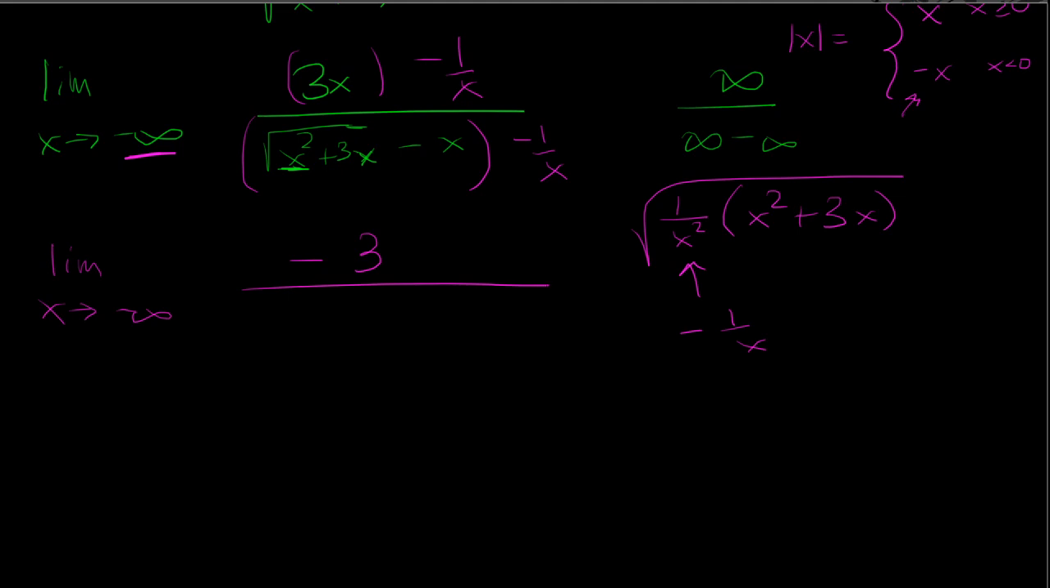So essentially you're just dividing the inside of the square root by x squared, and you just have 1 plus 3 over x in the square root. And now negative x times negative 1 over x would just be positive 1. And let's see, 3 over x will go to 0. So you're left with negative 3 over the square root of 1 plus 1. And it'll just be negative 3 over 2. So your limit is negative 3 halves.